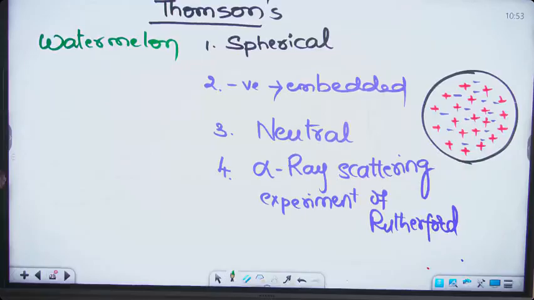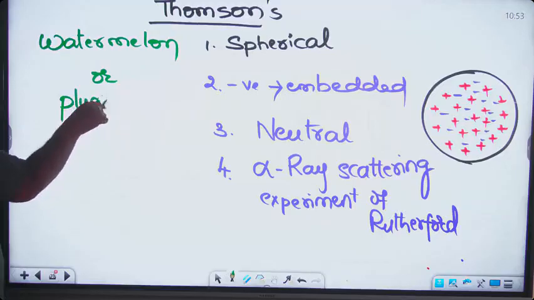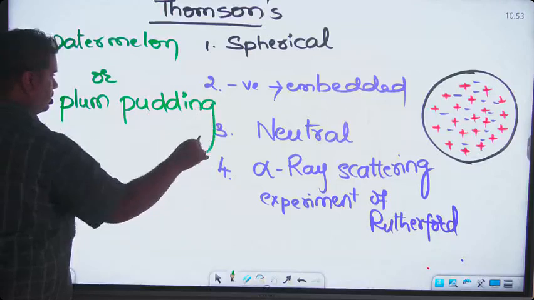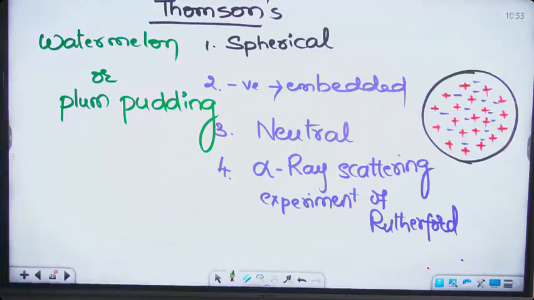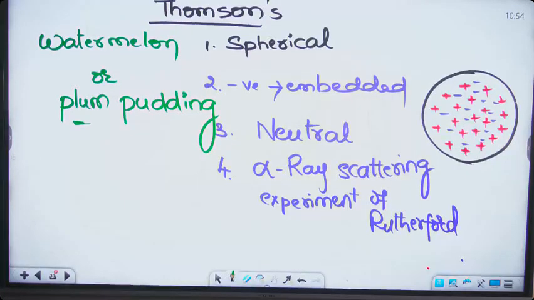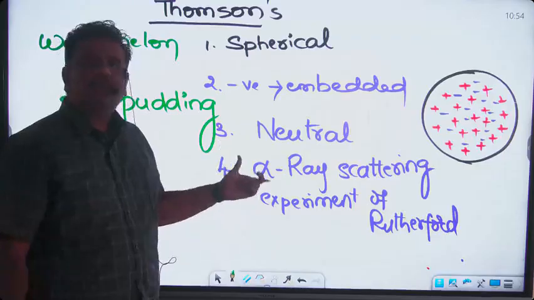From an examination point of view, we have another name for this. It is also known as the plum pudding model. Thomson's model is known as the watermelon model, or else the plum pudding model. A previous question asked this. So what is the drawback here? It could not explain alpha ray scattering.